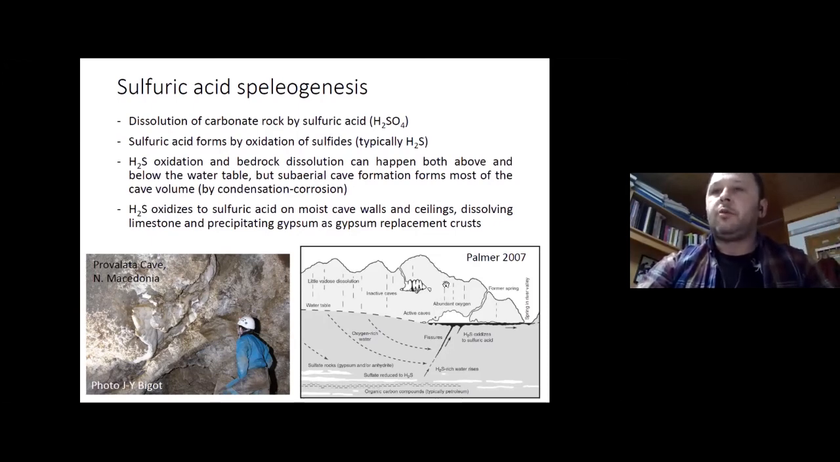And in a way, this process mimics the morphology of the rock, so it can fully replace even structures. For example, if you have some fossils in this bedrock, the texture of the fossil can be largely preserved in the replacement gypsum which can form in that place. Here you have a nice example of this kind of replacement gypsum crusts.